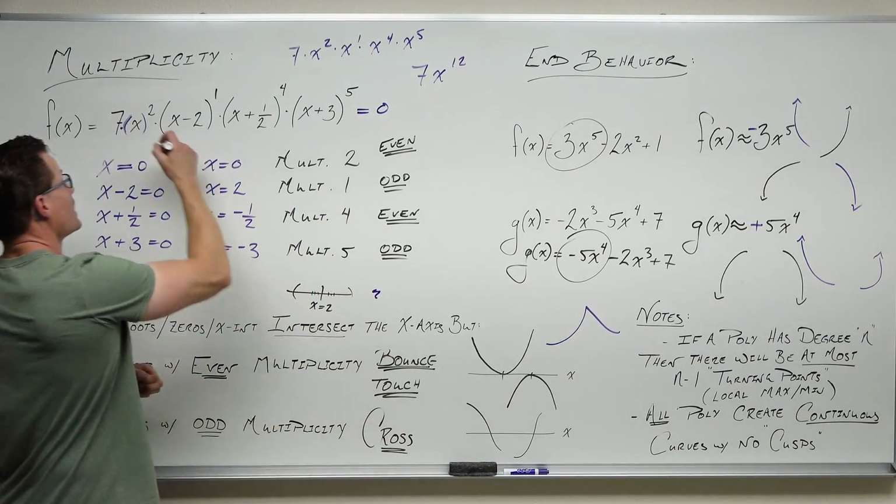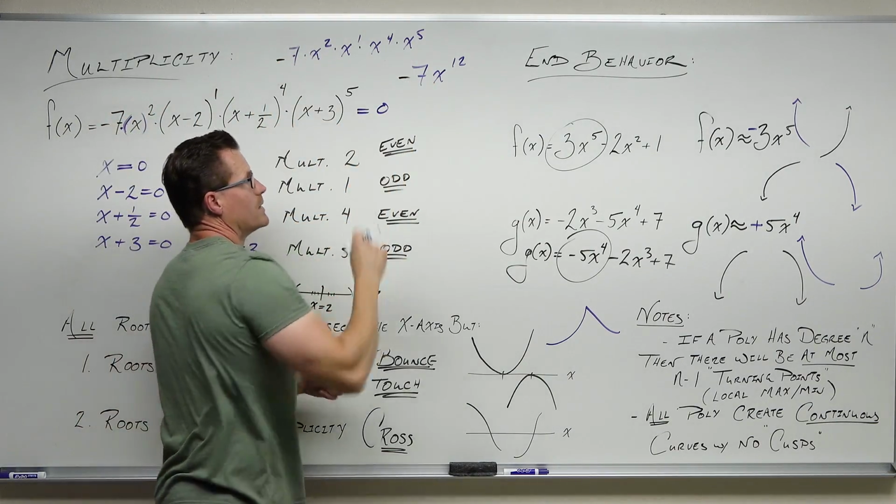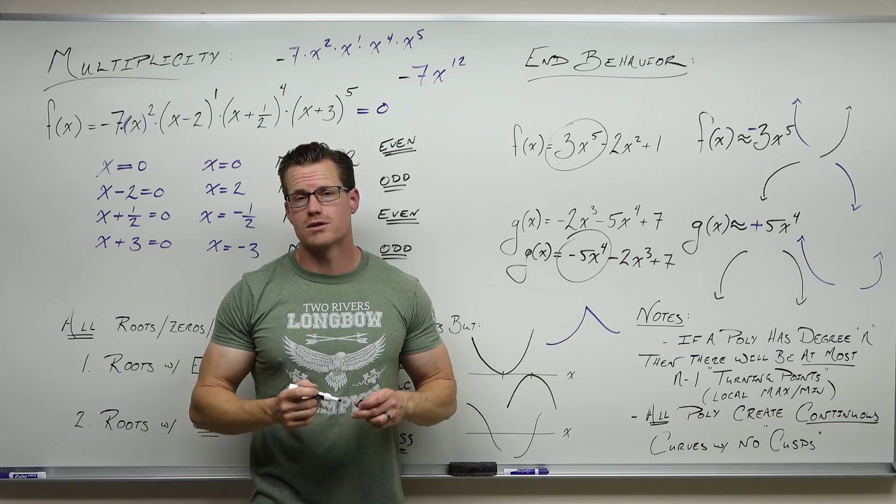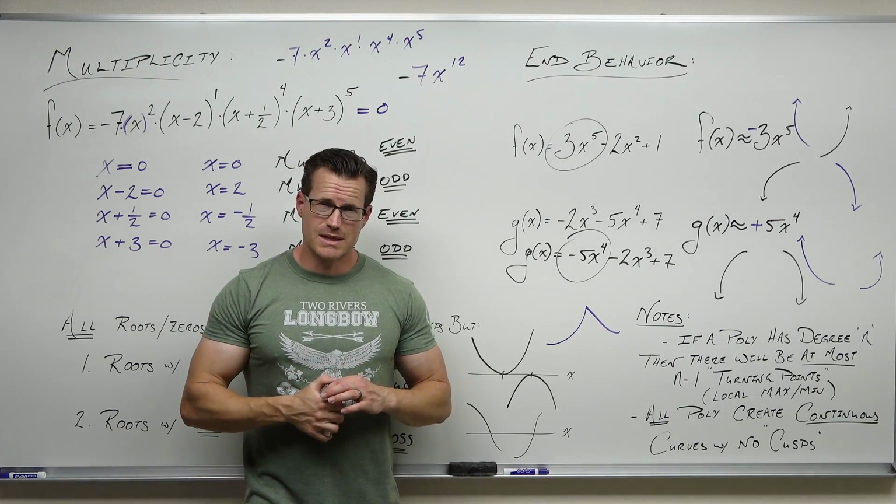So again, if I changed the sign, made that negative, that would now be an even. So same sign, but reflected, so downward opening. Man, I hope that's made sense to you.